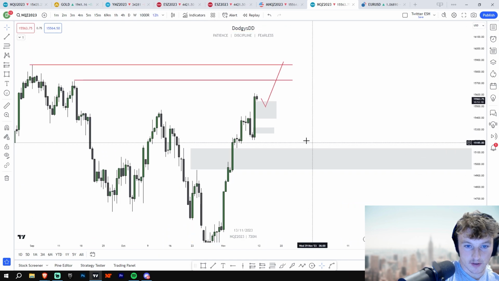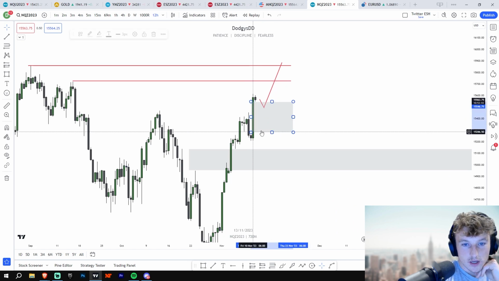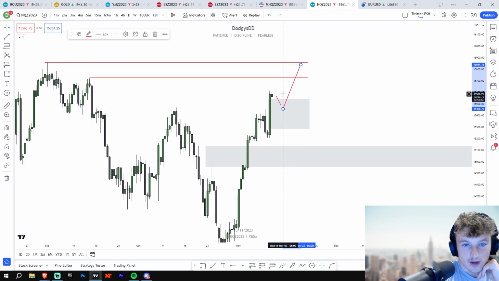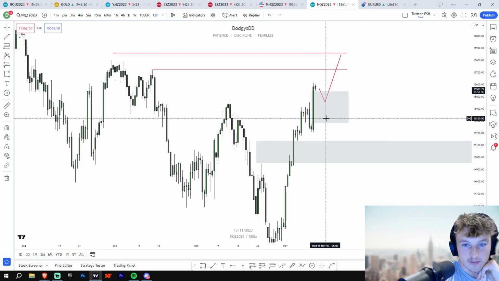All right, 12 hours, perfect. So the 12 hour has a single fair value gap. So how will I know when this prediction is wrong? Well, I'll know this prediction is wrong if this fair value gap gets violated.